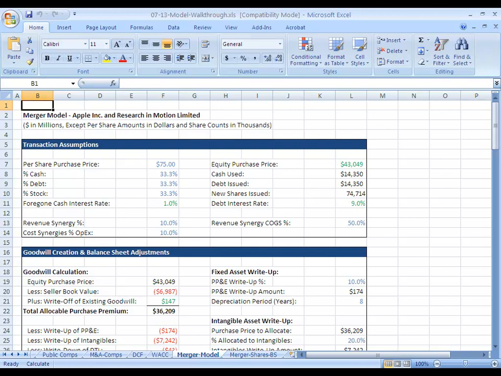So that's probably the most common interview question on the topic of merger models. Coming up in the next video, we're going to be getting into other interview questions that go into more detail on specific aspects, such as the assumptions, the synergies, the goodwill creation and balance sheet adjustments, and you'll see the kinds of questions you can expect as well as how to effectively answer them.